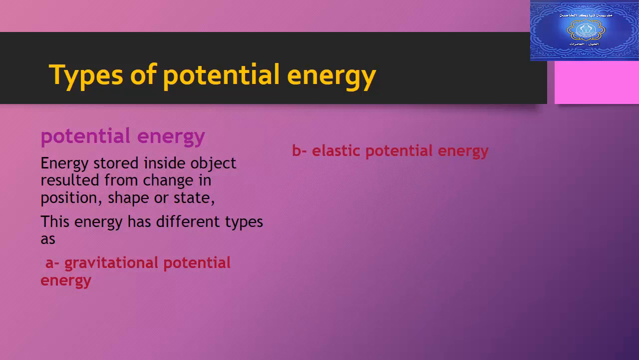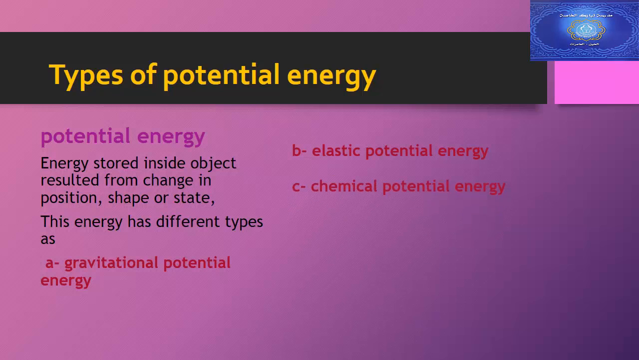The second type of potential energy is called elastic potential energy. This form of potential energy results from a change in the shape of an object. The same as in a spring. When we compress a spring or stretch a spring, it means that the shape of the spring will change. This means the spring stored inside it elastic potential energy.